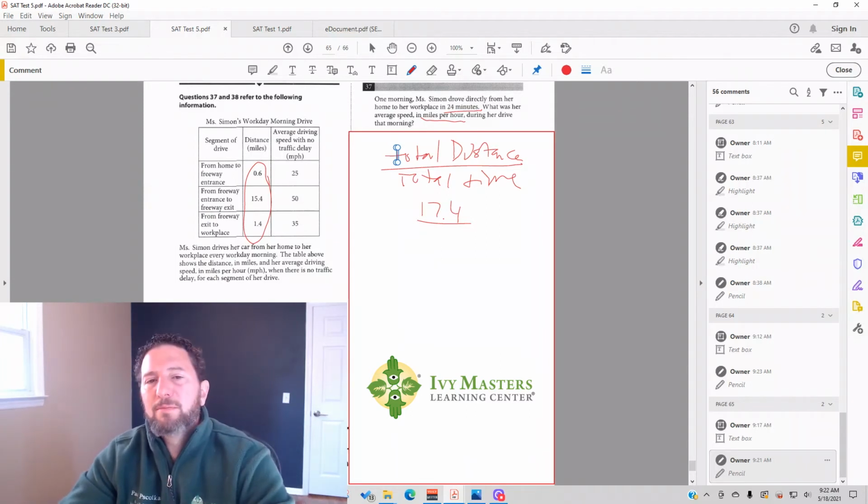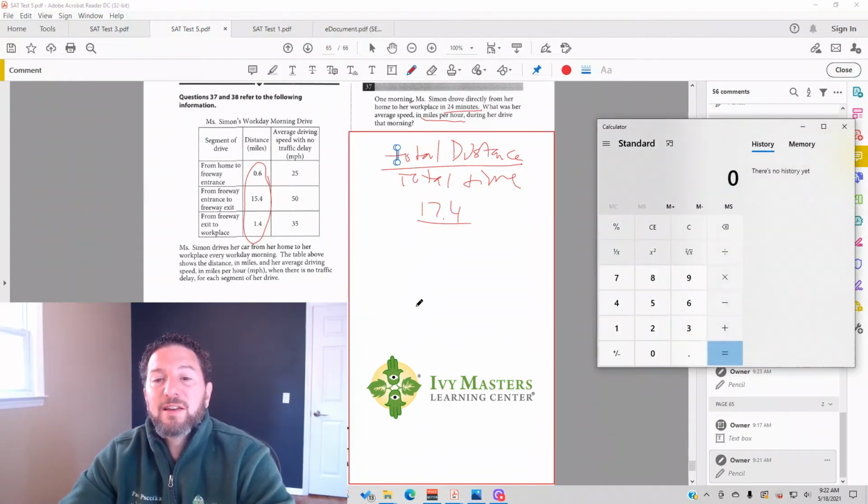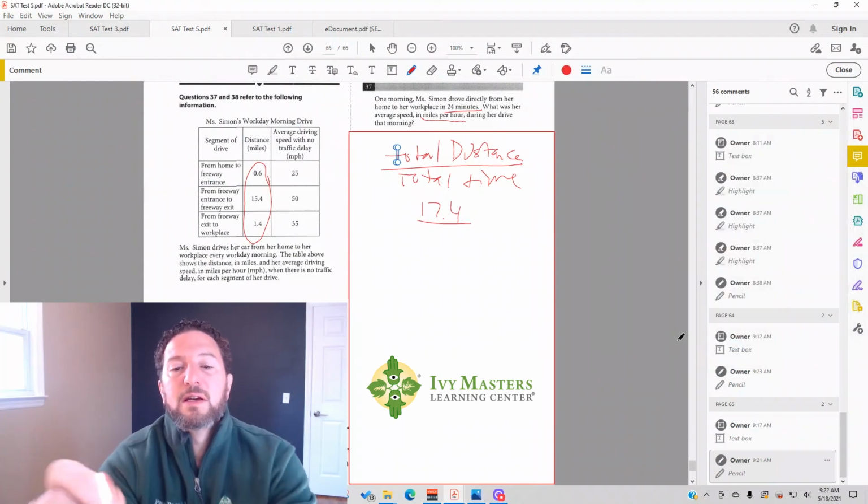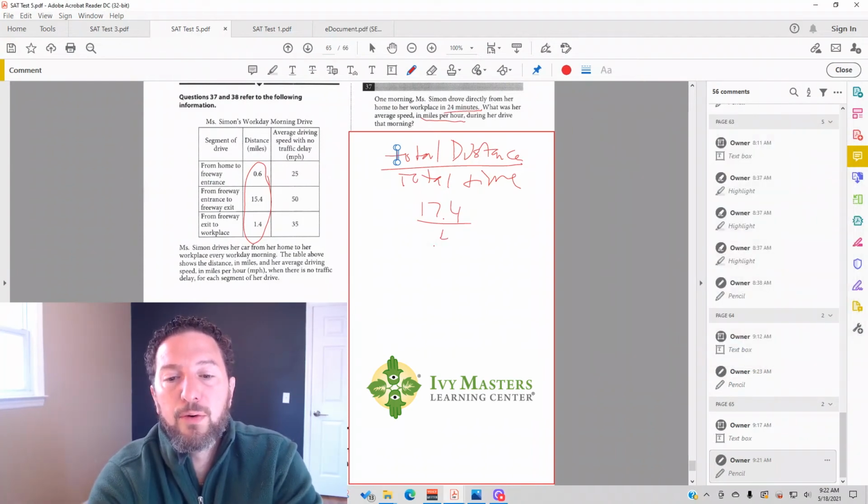But if you multiplied by 60, it would not make sense that it's 1400 hours equals 24 minutes. It would be less than an hour. So then you know you've got to divide by 60. And if we do 24 divided by 60, we get our 0.4. So it's going to be 17.4 over 0.4.